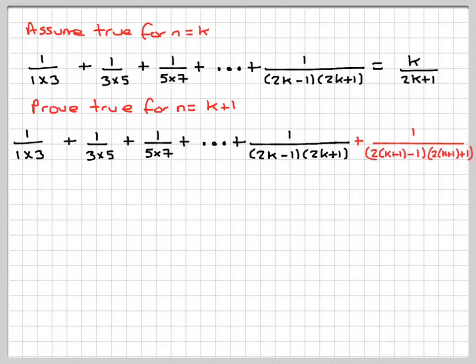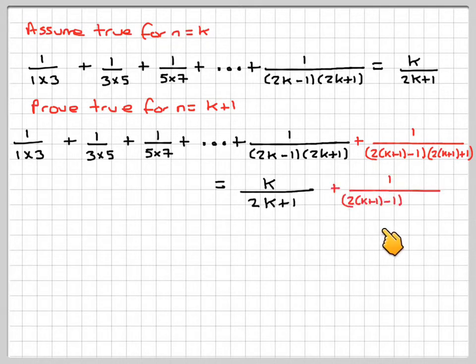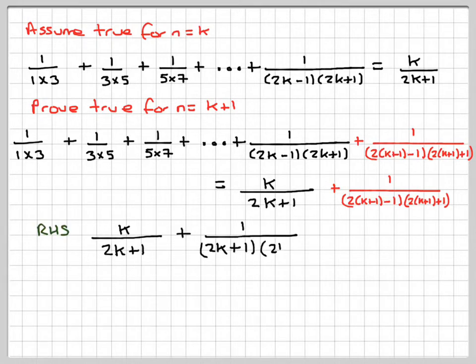So you need to be careful here because you're in k plus 1. Okay, and then we also need to do it to the other side as well. So this time, instead of k here, I've written k plus 1. So we're going to expect all of this to come out to be k plus 1 over 2k plus 3. And if we do that, we've proved it.